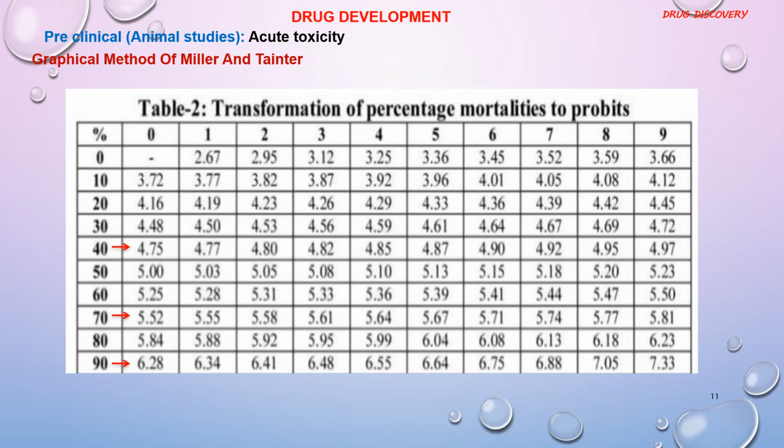The table here is the percentage mortalities to probit, or the probit table. Considering the earlier example here, percentage of mortality 40% corresponds to 4.75, 70% mortality corresponds to 5.52 and 90% corresponds to 6.28 probit value.